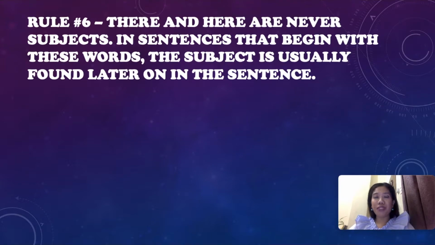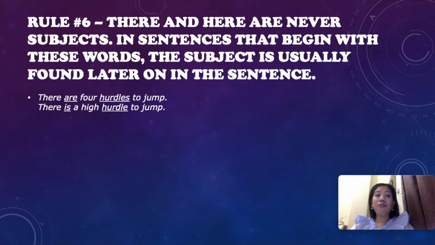Rule number 6. There and here are never subjects. In sentences that begin with these words, the subject is usually found later on in the sentence. There are 4 hurdles to jump. There is a high hurdle to jump. Our subject is found at a later part. So "there" is not a subject. Okay? So the subject here is found at a later part in each sentence.